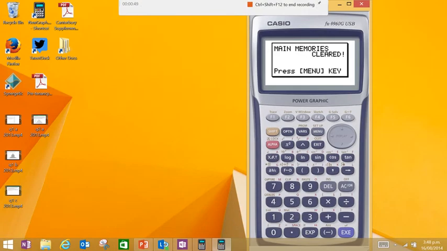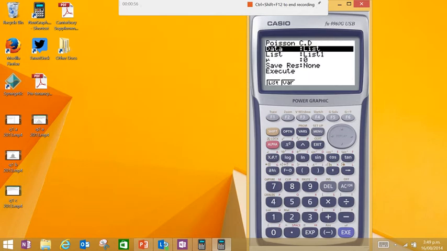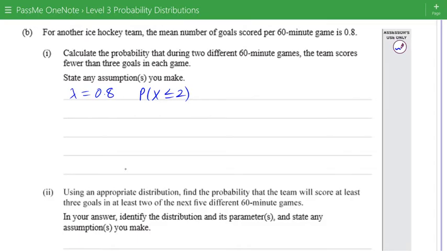So we'll go to menu and distributions and Poisson, and we'll do PCD because we're doing everything up to and including 2. So 2, and our rate is 0.8, and there's our probability, 0.9526 we'll say. So let's write that down. P equals 0.9526.